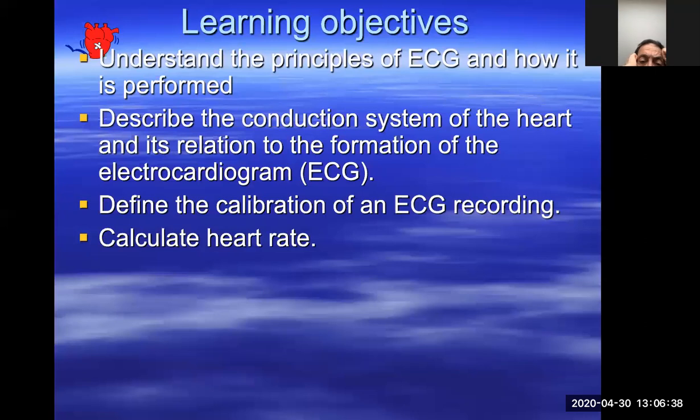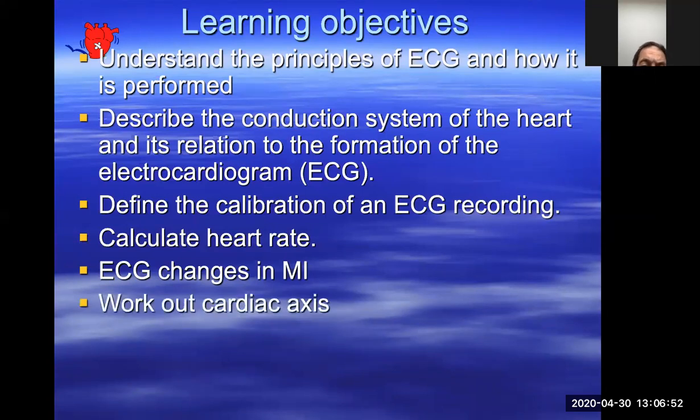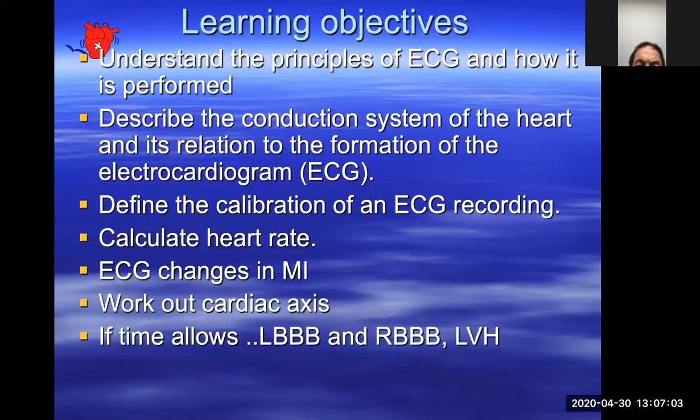And I'll give you some simple rules or ideas of how to easily calculate the heart rate, because you should not rely on the machine telling you the heart rate. You should practice how to measure it yourself. We'll go through some of the ECG changes in myocardial infarction, part of reading ECGs, and try to give you simple ideas, if possible, on how to work out the cardiac axis and why we do that anyway. If time allows, we'll go quickly into left bundle branch block, right bundle branch block, and left ventricular hypertrophy.